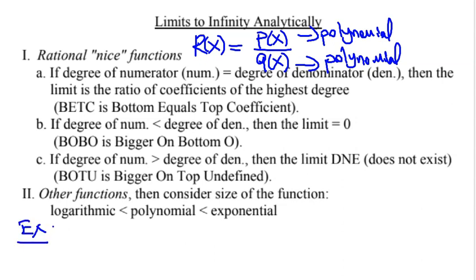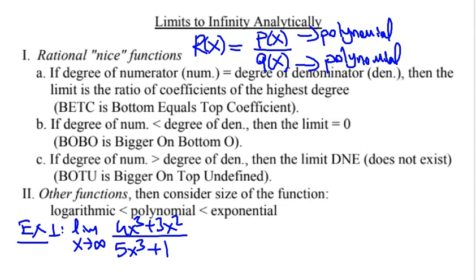Let's say example 1. Let's say we have the limit as x approaches infinity of 4x cubed plus 3x squared over 5x cubed plus 1. When you look at this function, you can easily say that the top function and the bottom function are both polynomial. And also we can easily determine the highest degree of the top function, which is a cube, and the highest degree of the bottom function, which is also a cube. In this case, we draw the conclusion that they have the same degree.